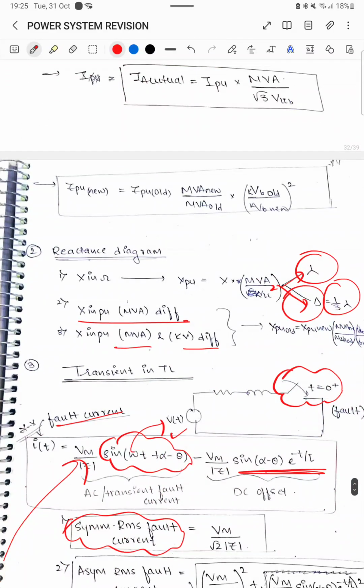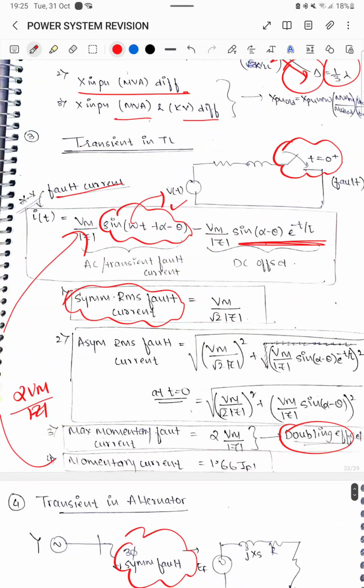Then we have seen that in the reactance diagram there can be 3 cases. X can be given in ohms, which we need to convert to per unit, or else X in per unit would be given with either MVA changing or voltage base changing. In that case, we will be using Z per unit new equals Z per unit old into MVA new upon MVA old into VB old upon VB new whole square formula.